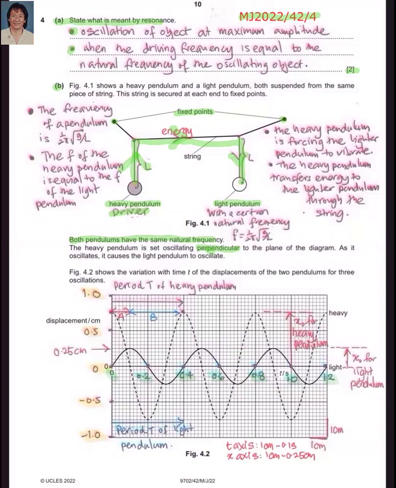The frequency of a pendulum is given by this formula, f = 1/2π times the square root of g divided by L, where g is the acceleration due to gravity and L is the length of the pendulum. Therefore, the frequency of the heavy pendulum is equal to the frequency of the light pendulum. This is because the length L of the heavy pendulum is the same as the length L of the light pendulum.